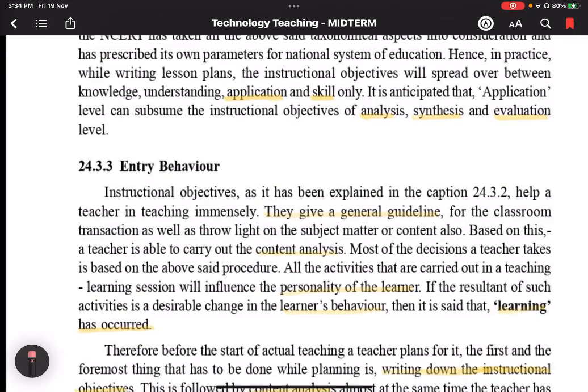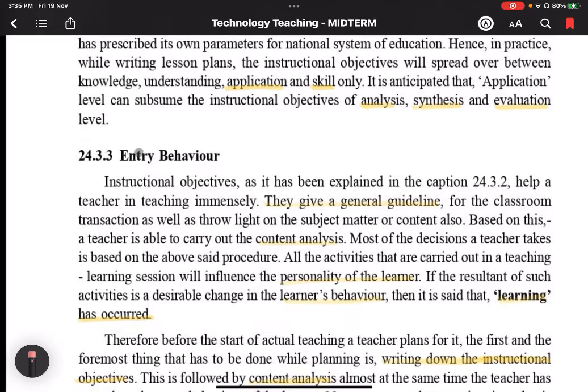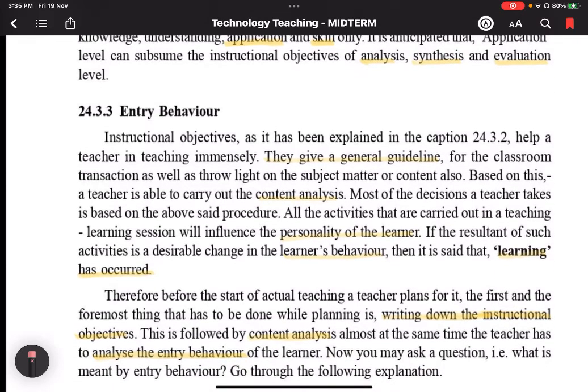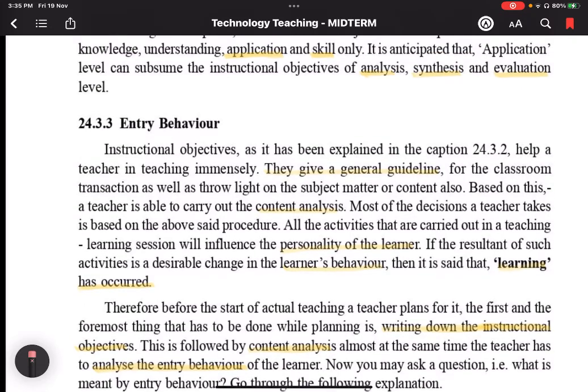Next, we have the entry behavior. Instructional objectives, as it has been explained, help a teacher in teaching immensely. They give a general guide. Entry behavior, yung sinasabi nating part siya ng diagnosis na para ma-form mo yung iyong instructional objective, you have to know your students or you have to know your class, no? Kung ano ba yung kanyang previous experience, kung ano yung previous knowledge niya. So from there, you will base all your decisions, no?